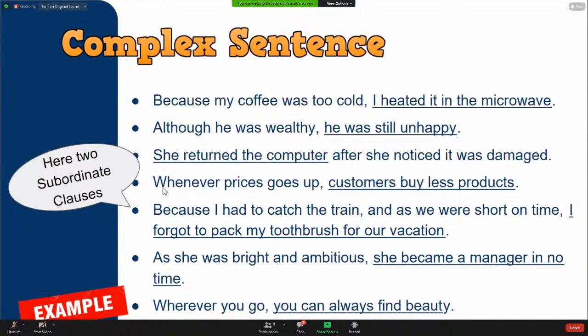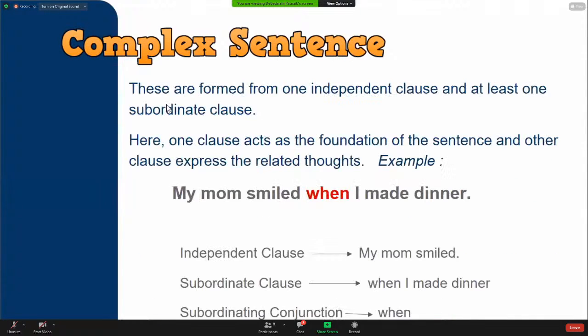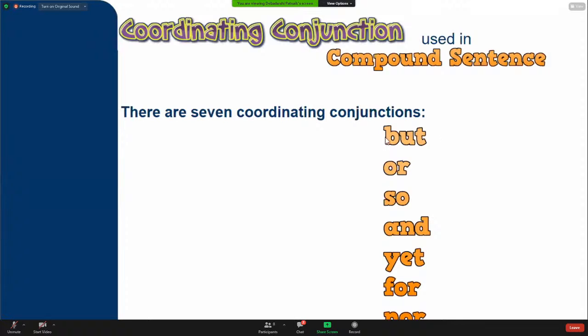Suppose, for example, this is the fourth example: whenever the prices go up, customers buy less products. This is a complex sentence. I can convert it into a compound sentence like this: customers buy less products because price goes up. But if I use because, then it will become complex. You have to use these 7 coordinating conjunctions.